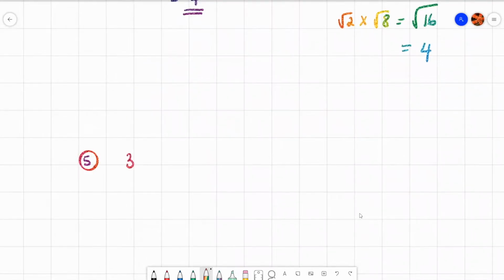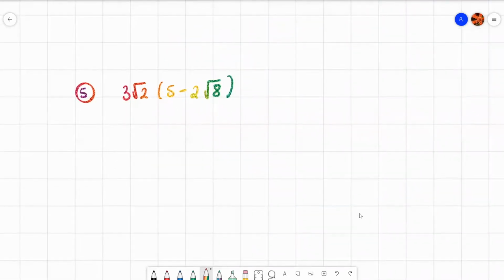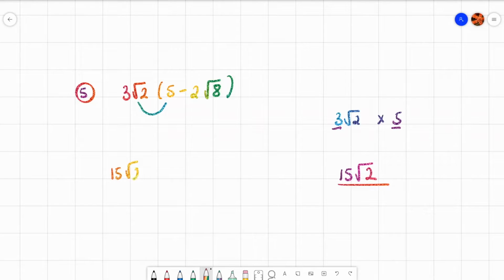Let's do 3 root 2 times 5 minus 2 root 8. Okay, so 3 root 2 times 5, I'm just going to write that at the side. You could do exactly the same. You just times the whole numbers together. So there's no surd here, is there, with the 5? So you times the whole numbers, which are 3 and 5 together, which is 15. And then it's just 15 root 2. So we've got 15 root 2.